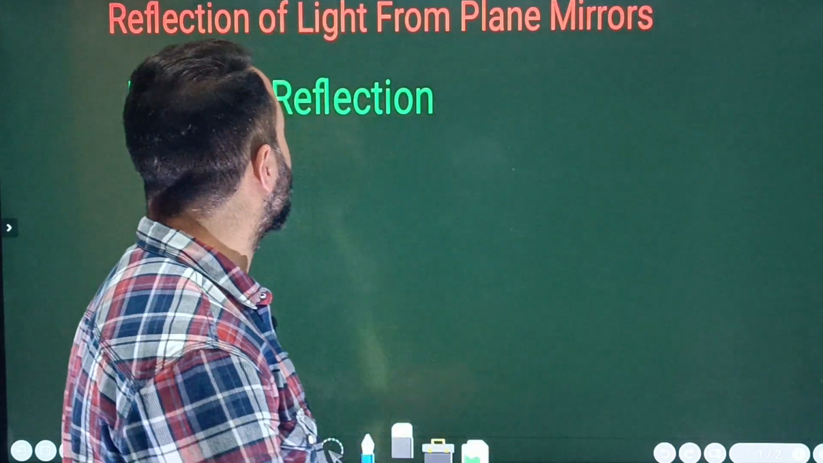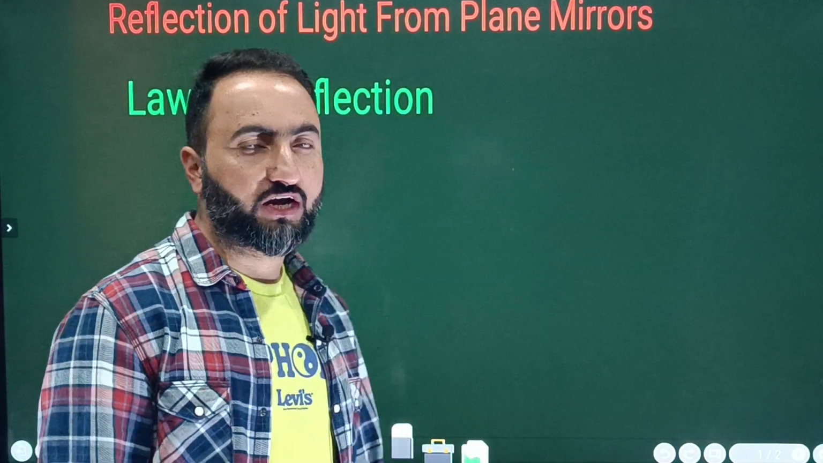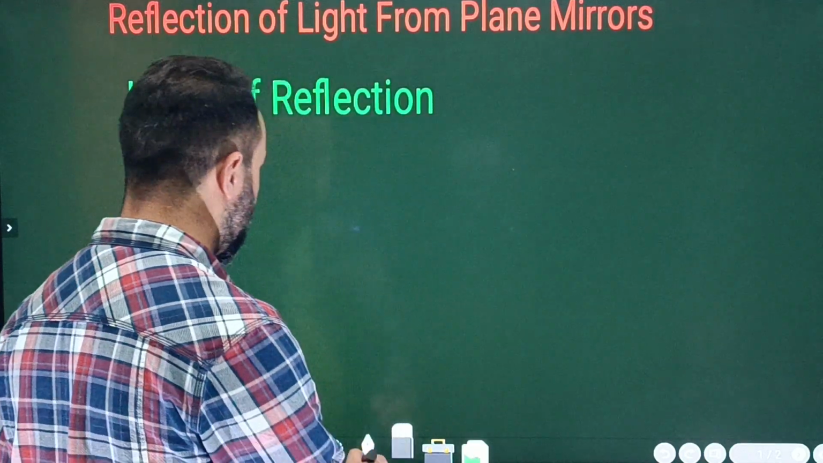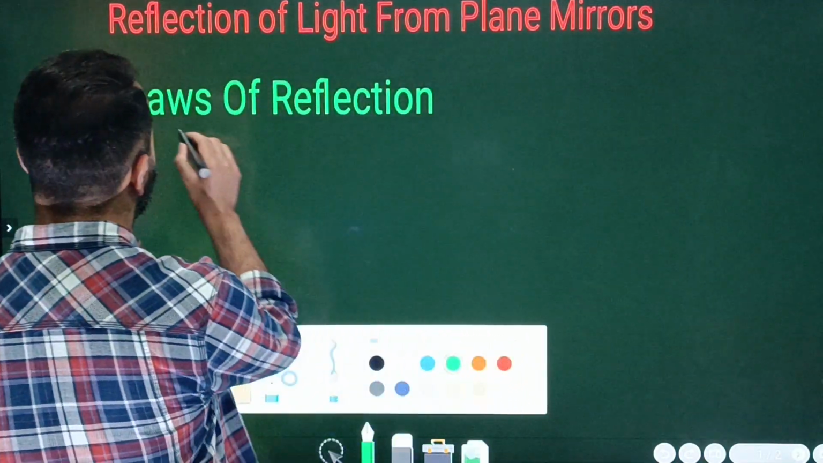So here we will be starting with ray optics, and the first topic of ray optics is reflection of light from plane mirrors. We will be starting with the basics, and the first basic point is the laws of reflection. All right, so let's start with this. So this is the laws of reflection.